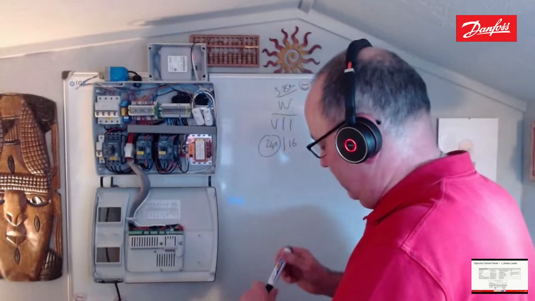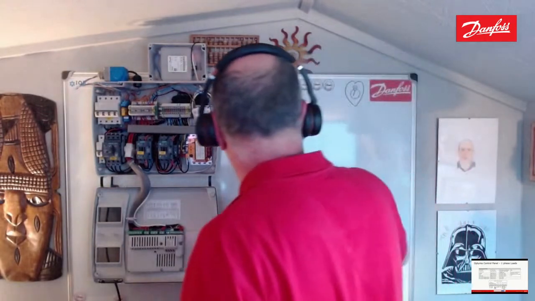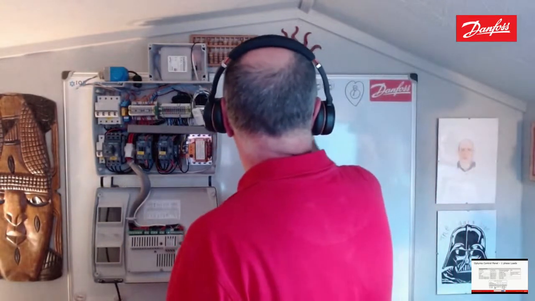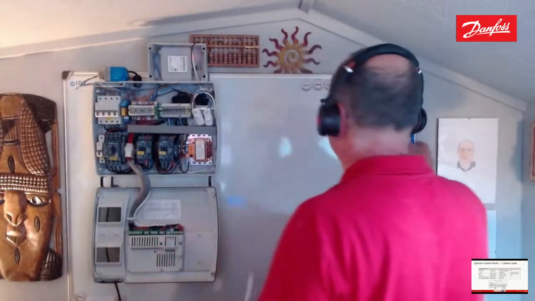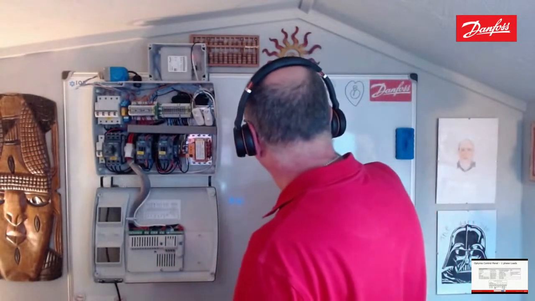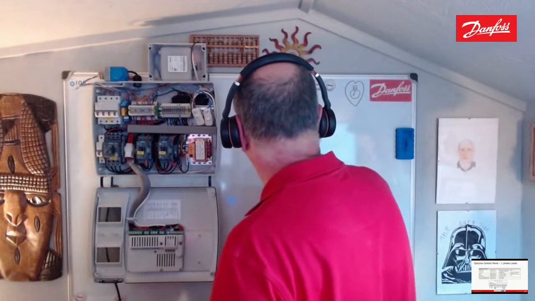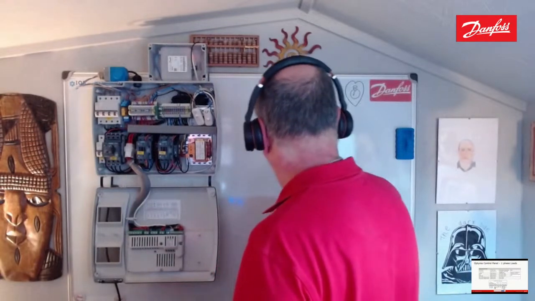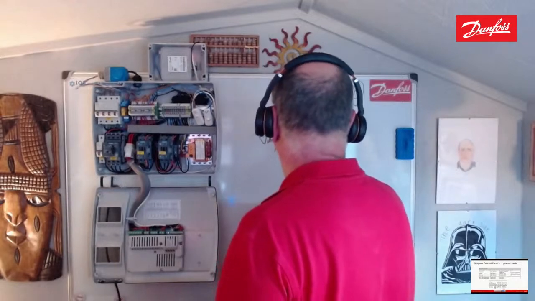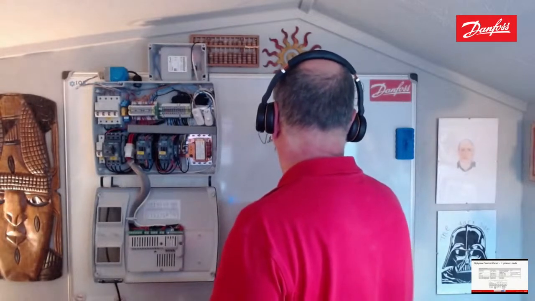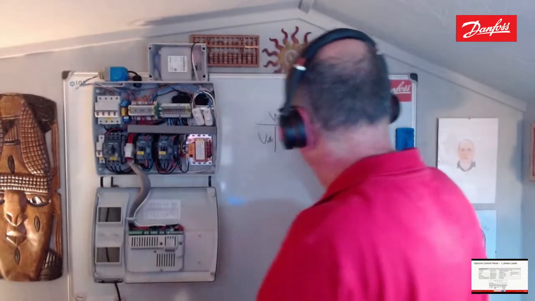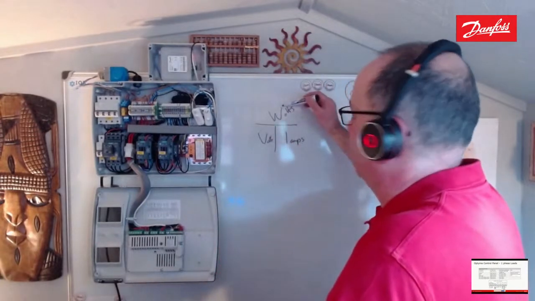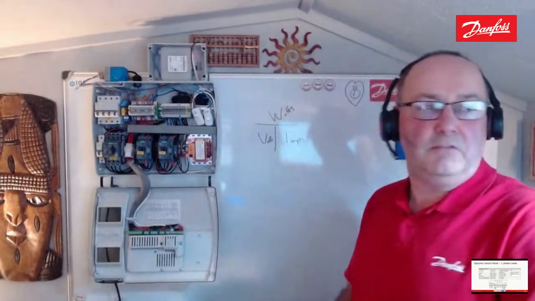Hopefully that was clear. I just got a question to show that again, so I'll do it a little bit bigger. This is very simple. We've got watts up here, volts there, and amps there. If we know two of those, we can work out the other one, in very simple terms.